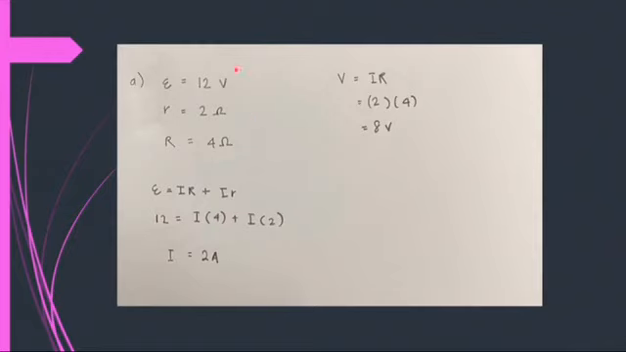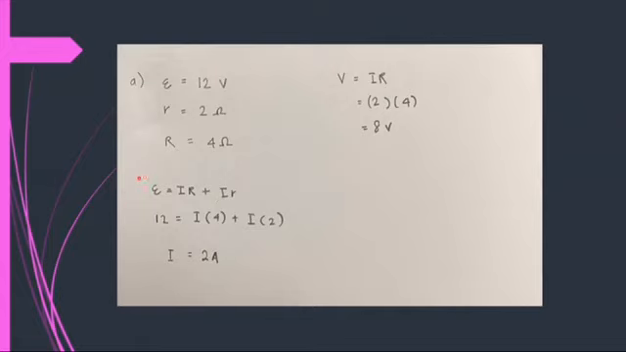Okay, kita buat soalan A dulu. A dia kata what is the reading of ammeter and voltmeter in the circuit. So, dia dah bagi EMF equal to 12 volt. Internal resistance dia kasih 2 ohm. Dengan resistor equal to 4 ohm. So, senang dia. Kita nak cari voltmeter and ammeter in the circuit.